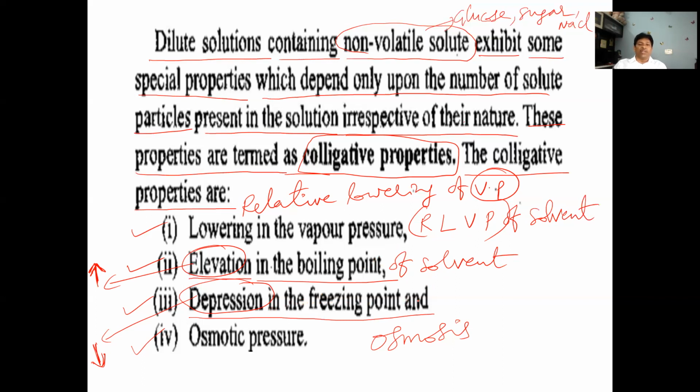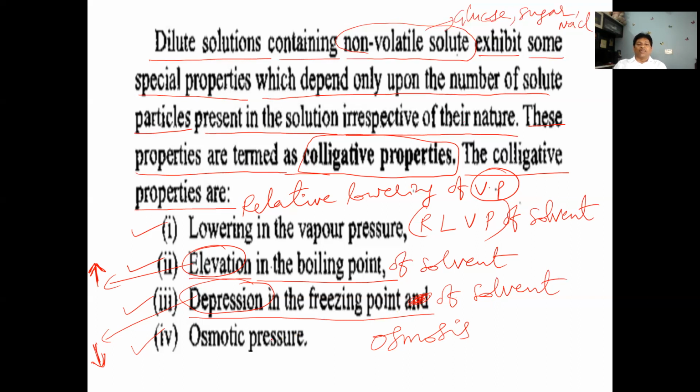Depression in the freezing point. Depression in freezing point of what? Depression in freezing point of solvent. Whose freezing point is depressed? Whose freezing point is decreased here? The solvent's freezing point is decreased here. So that is called depression in the freezing point of solvent.